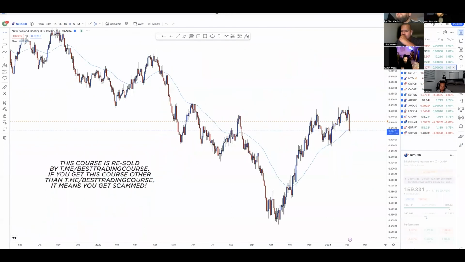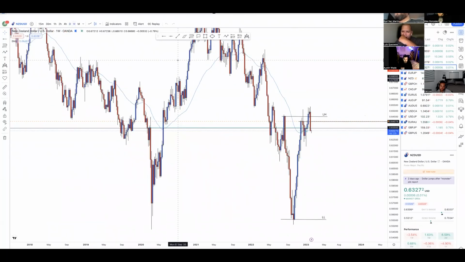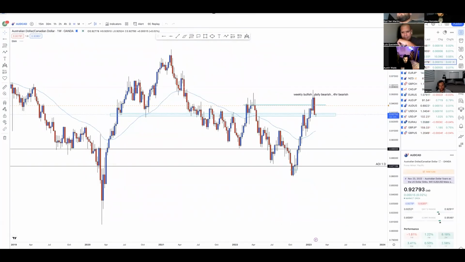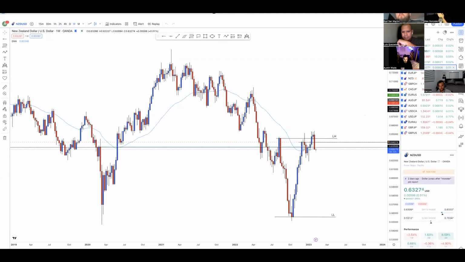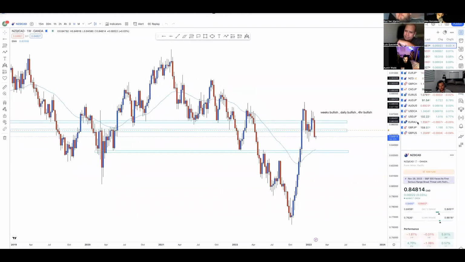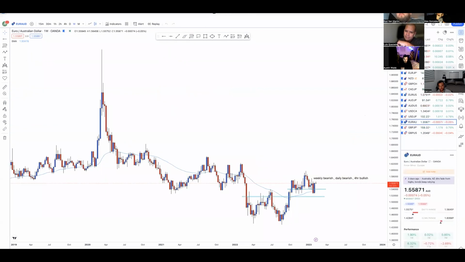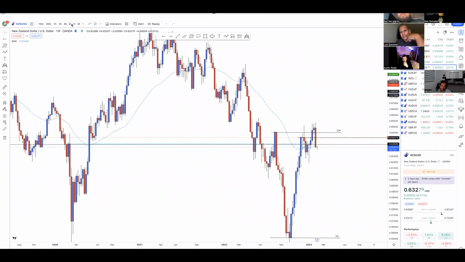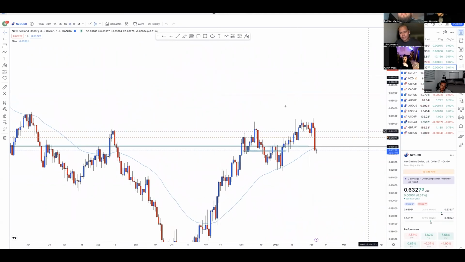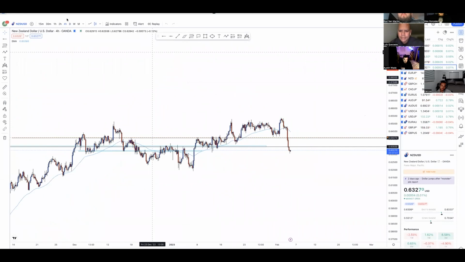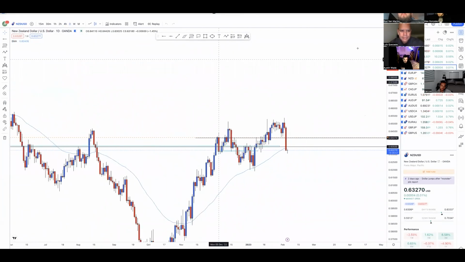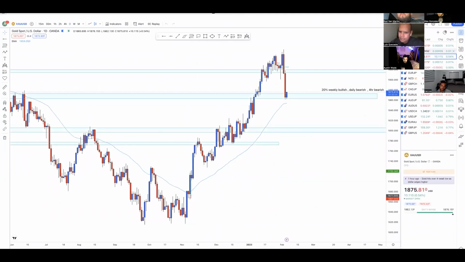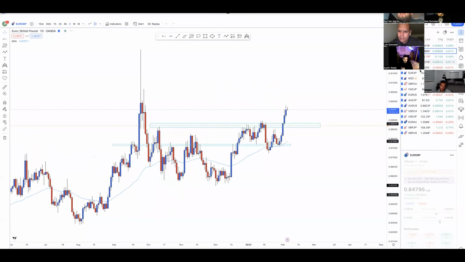NZD USD. So we have the weekly. This looks very similar to something else we got here. Obviously they're literally the same thing. It's an NZD pair. I think I threw it down here. Oh, it's AUD? Okay, I'll check it out. So NZD USD, we got the weekly, the daily bearish, and then the 4-hour. This looks literally the same as a pair I was just doing right now.